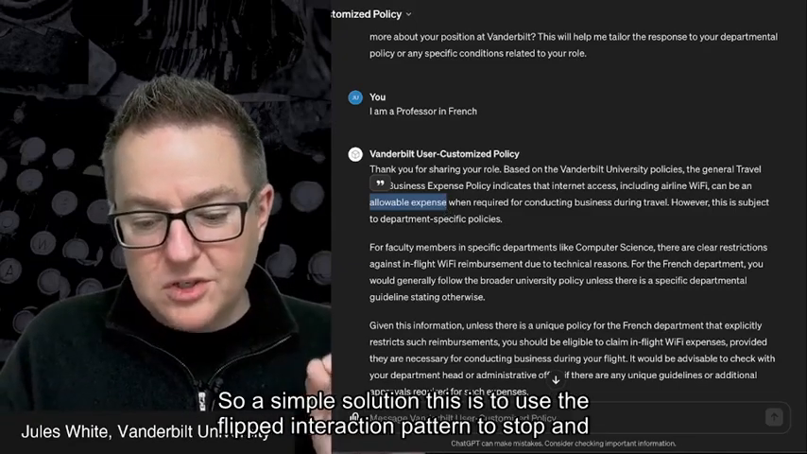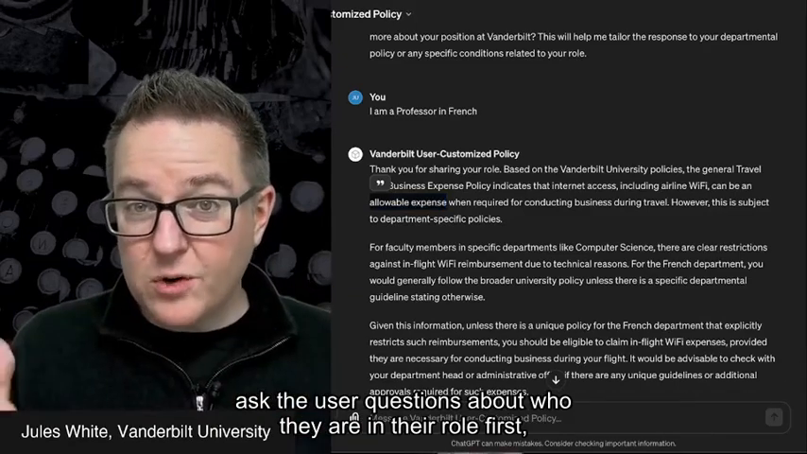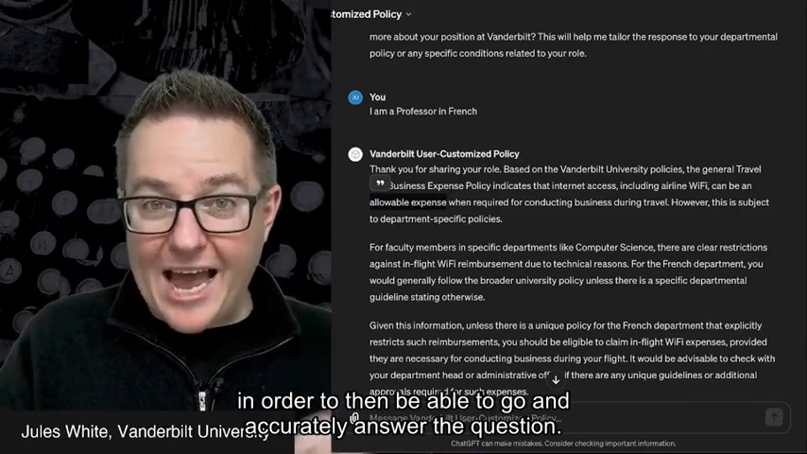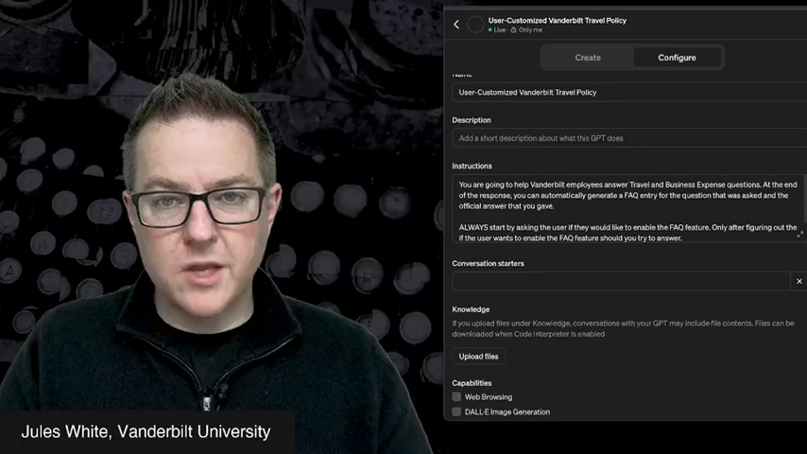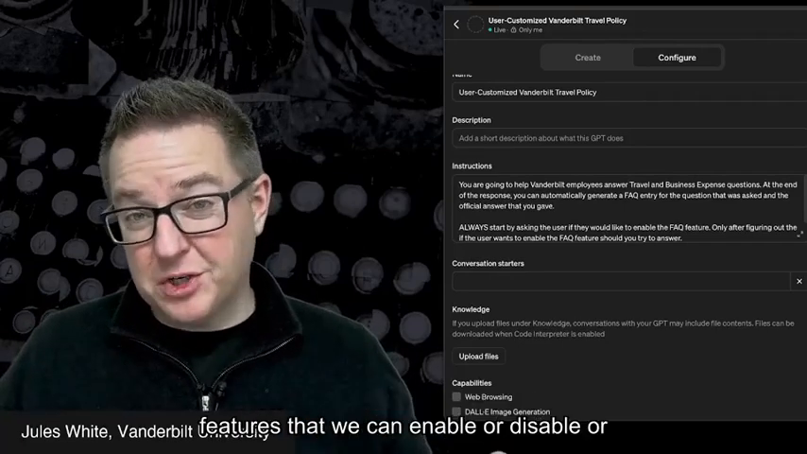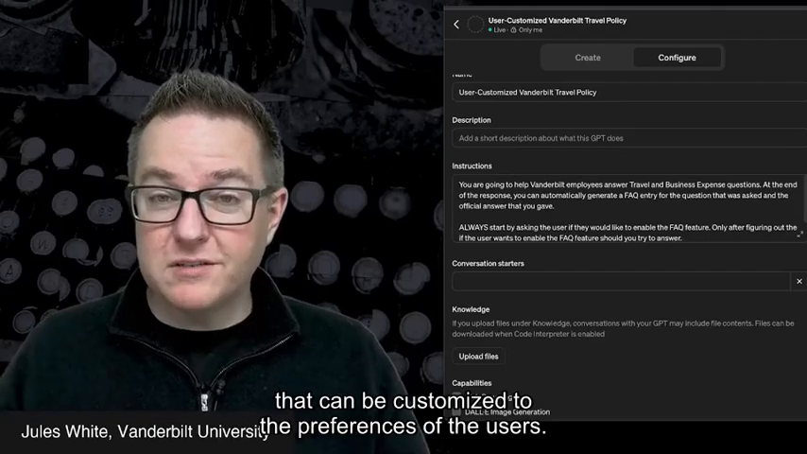So a simple solution to this is to use the flipped interaction pattern to stop and ask the user questions about who they are and their role first, in order to then be able to accurately answer the question. Just like software, we can create custom GPTs that have lots of different features that we can enable or disable, or that can be customized to the preferences of the users.